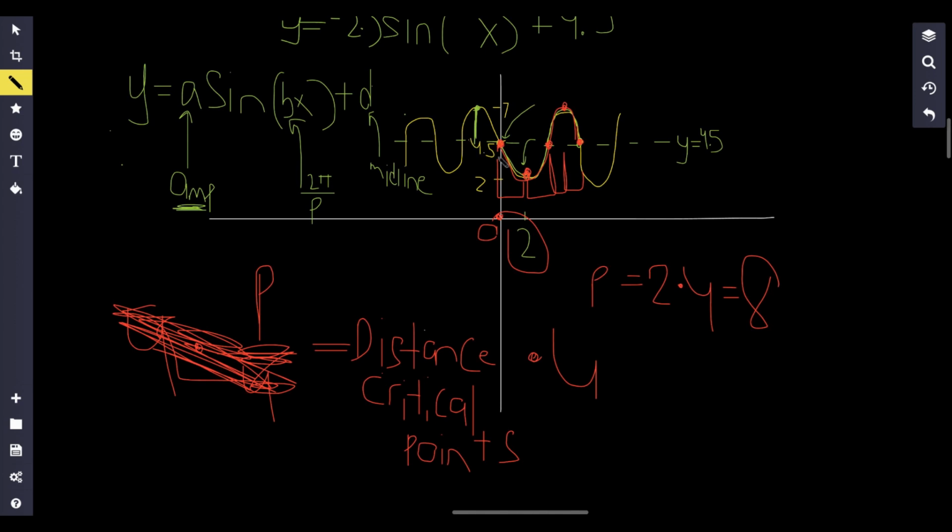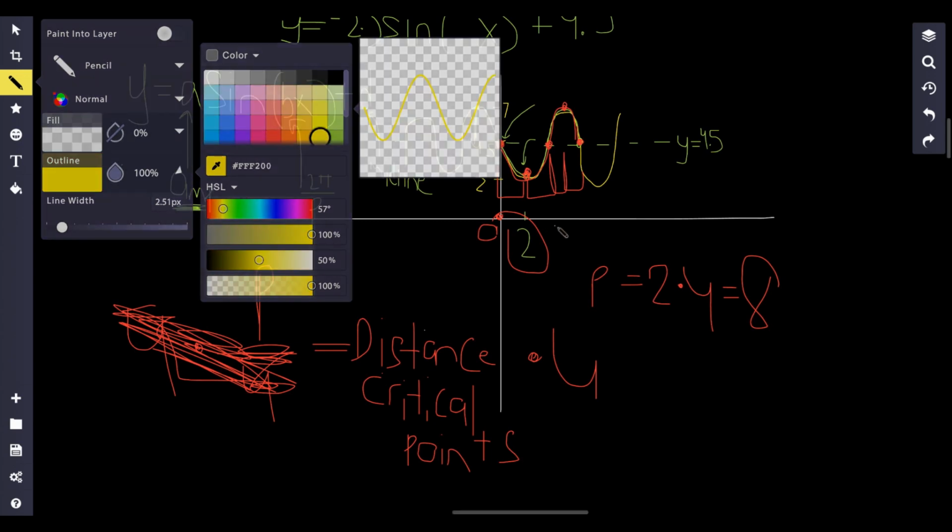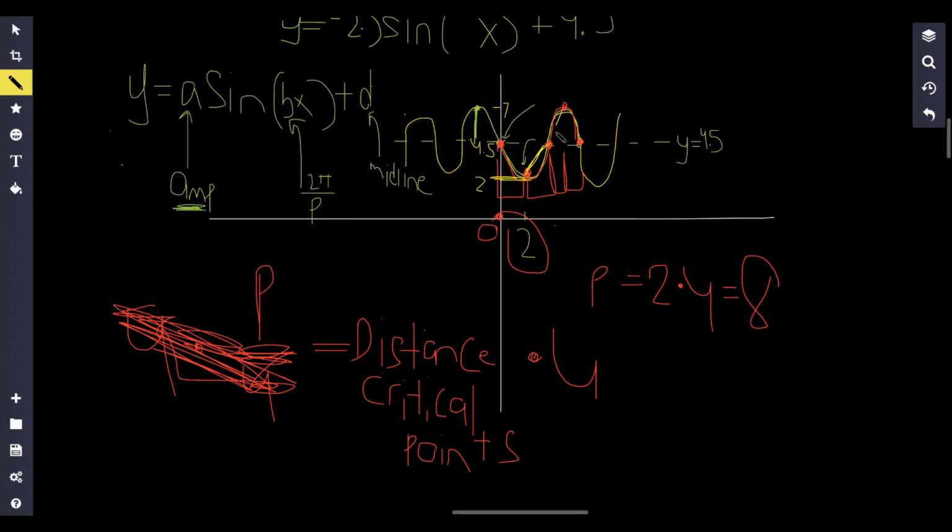Another way to think about this is this length right over here. This length right over here is 1/4 of a period, because notice how there are 4 sections to a period: 1, 2, 3, 4. And this simply represents 1/4 of the entire thing. So if you multiply the 2 by 4, you just get 8.